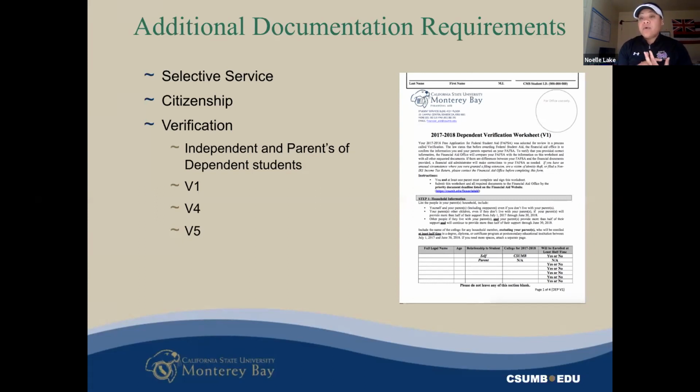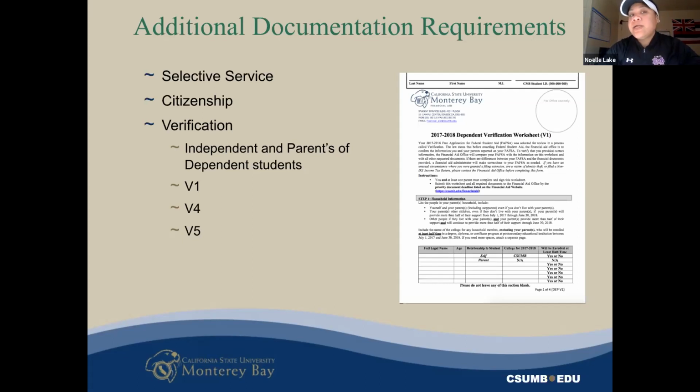The most common one that we send out is verification documents. Now, what is verification? Maybe some of you were selected at a previous institution, but here we will notify you if you were selected for a certain verification. The most common one that we always see is the V1. V1 could be for independent students or dependent, for which you will add parents' taxes as well.